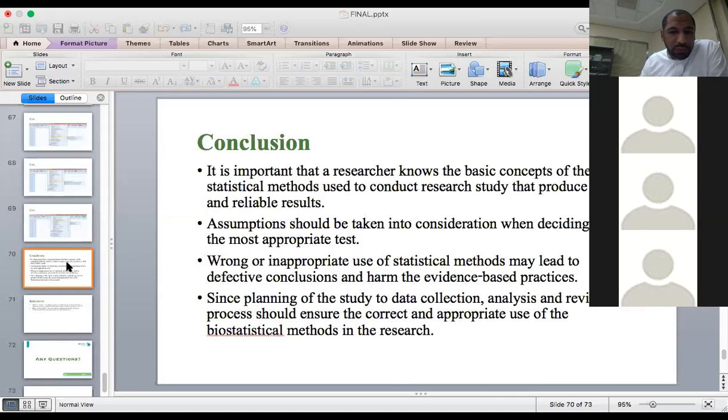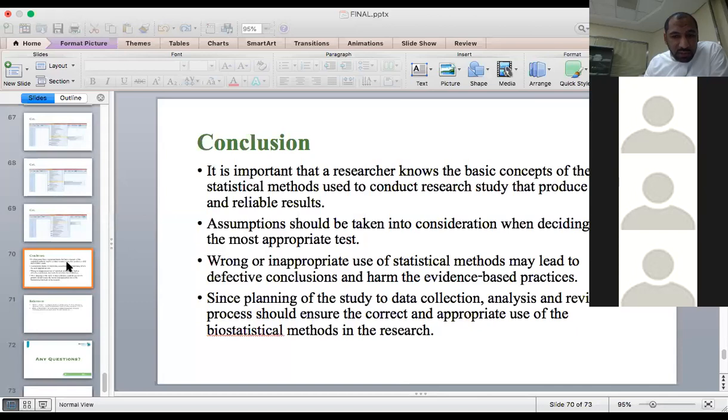So first of all, it's very important that the researcher knows the basic concepts of statistical methods to conduct the research study that produces valid and reliable results. We have to take into consideration the assumption of normal distribution when deciding on the most appropriate test.